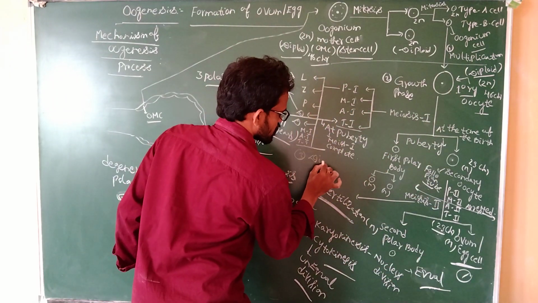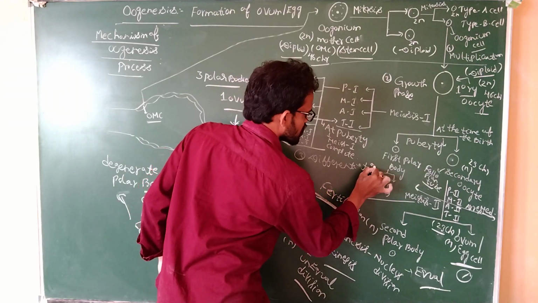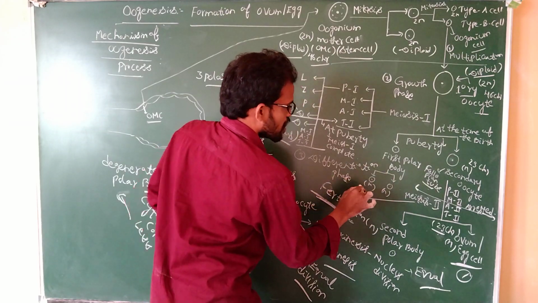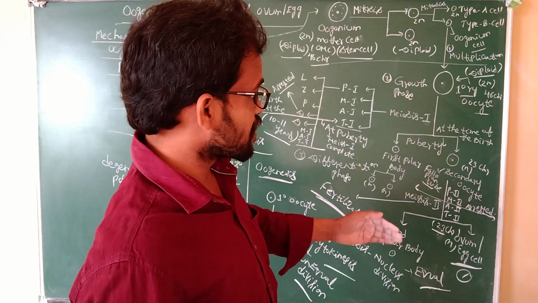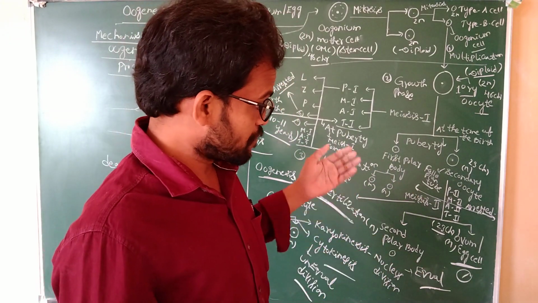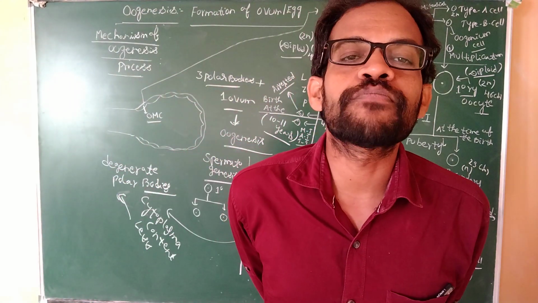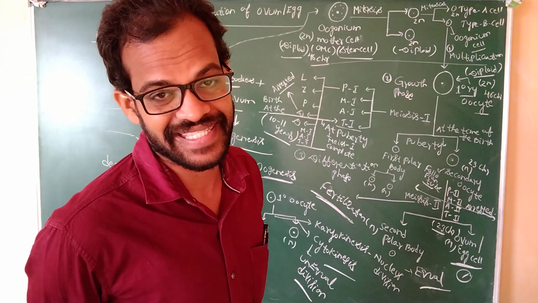After the growth phase comes the differentiation phase. After puberty, the primary oocyte is converted to the secondary oocyte, and the secondary oocyte is modified into the second polar body and the egg cell.